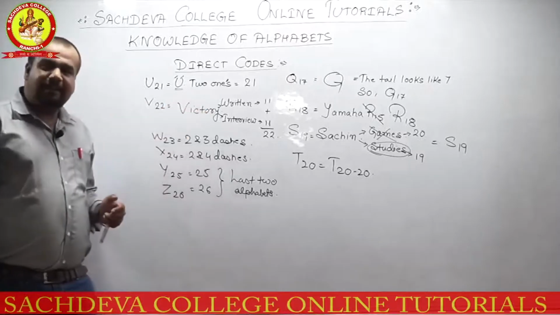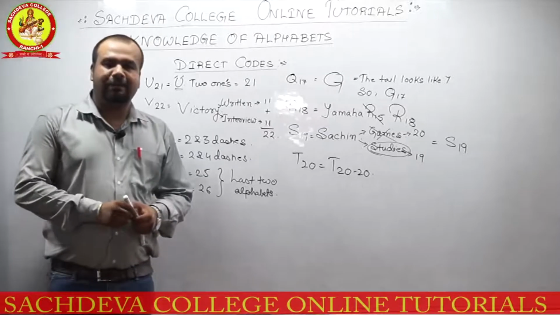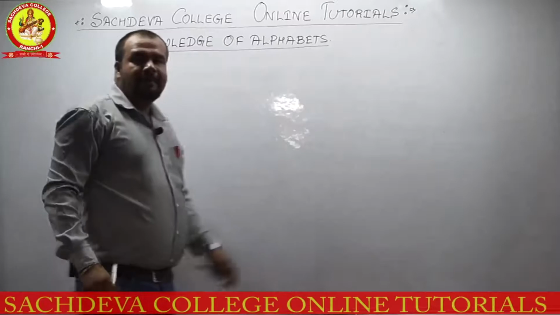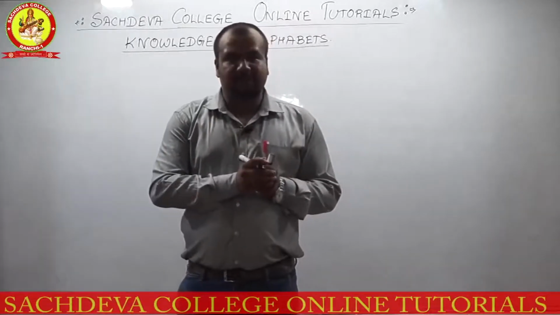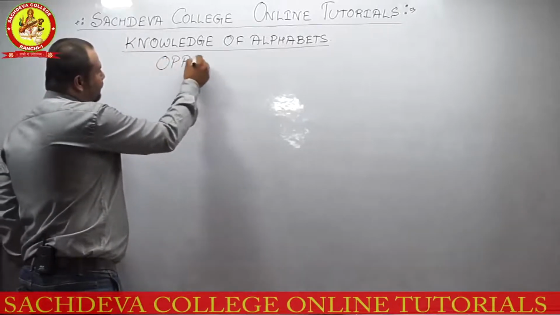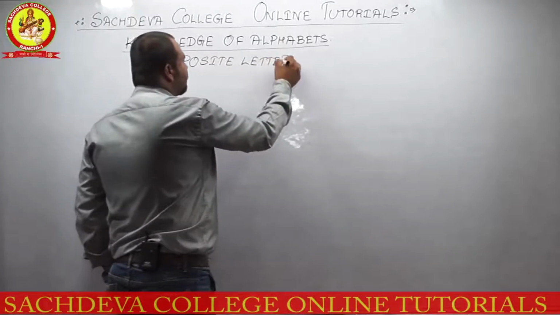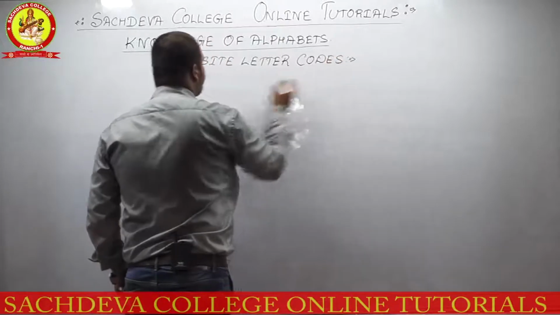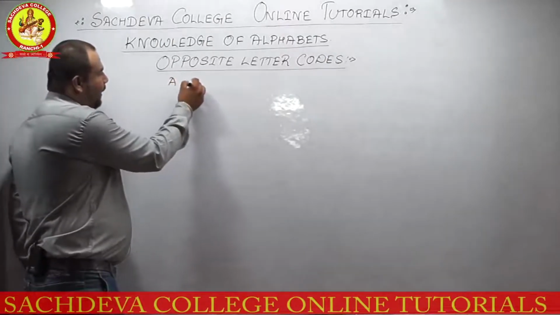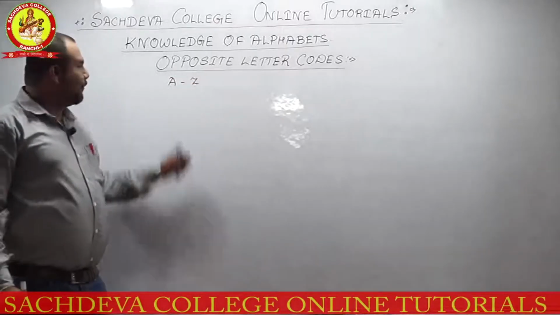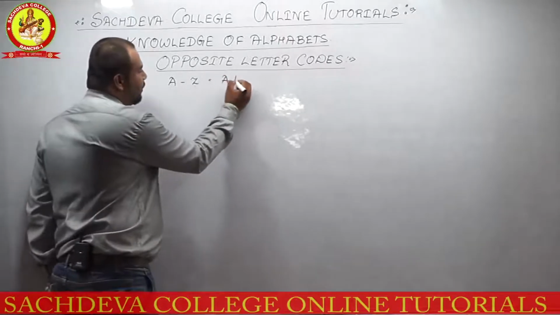Now, as soon as you remember the place values of alphabets, the next thing you have to remember is the opposite values of alphabets. Okay, so let's begin with the opposite letter codes of alphabets. The very simple method to remember it is like this. A is the first one and the last is Z. So we can say that the opposite of A is Z and the opposite of Z is A. So we remember it as A to Z.